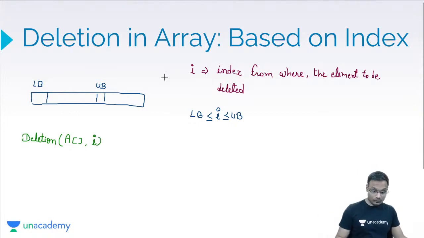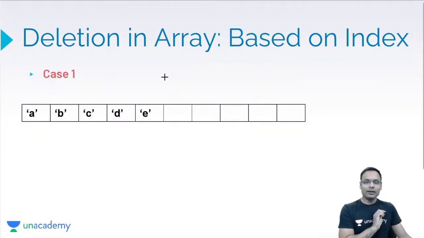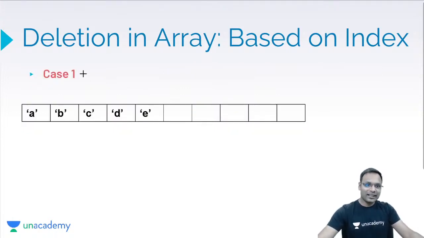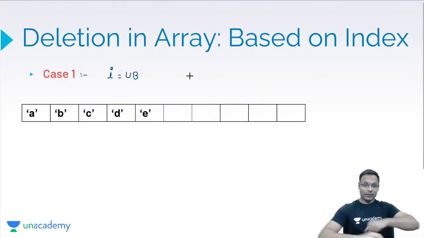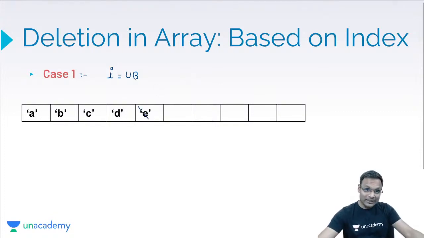Fine. चल अब case number 1, very easy case. Case number 1 says that the I value given is equal to upper bound. What should I do in this case? If I value is upper bound, should I have any kind of trouble? No. I'll have to delete this element.